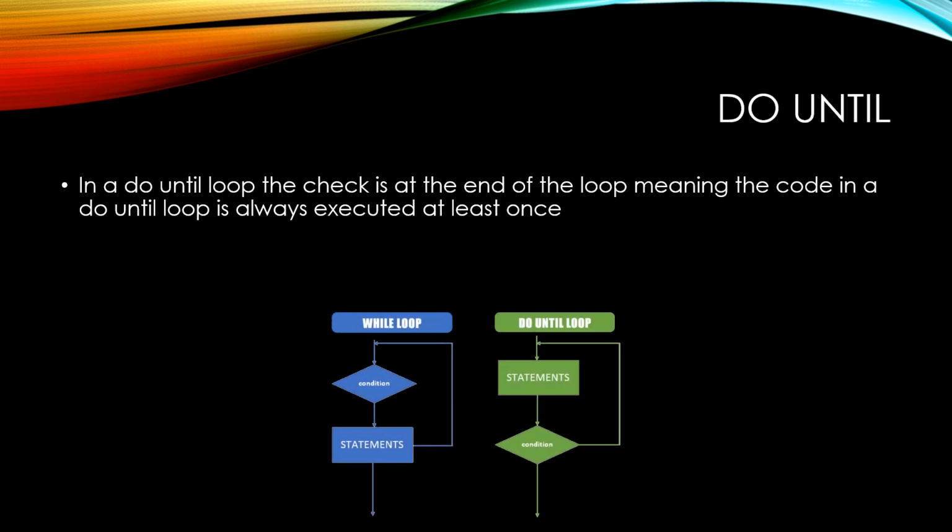In a do-until loop, the check is at the end of the loop, meaning the code in a do-until loop is always executed at least once. This is its key difference from a while loop.